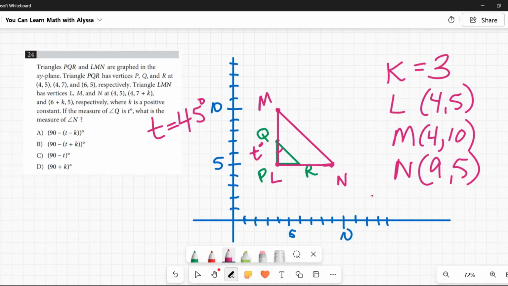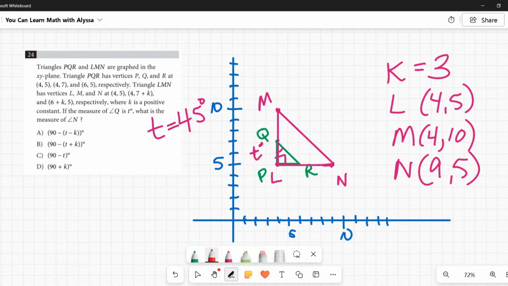And yes, it is also sharing this right angle. We have those two sides there. And we have made another isosceles triangle. And no matter what value we put in for k, it's going to be another isosceles right triangle.